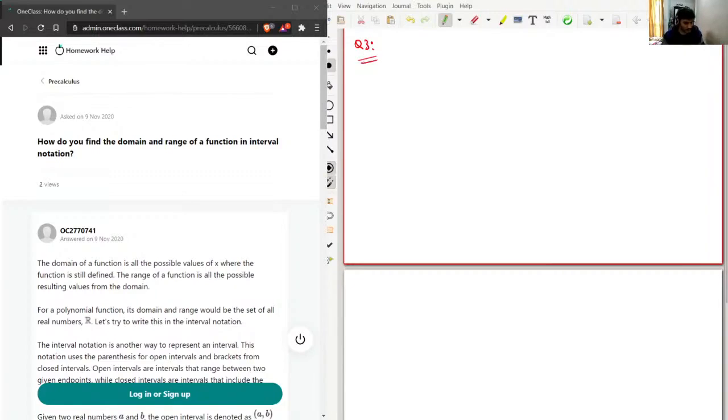Okay, so for the next question, it is saying: how do you find the domain and range of a function in interval notation?